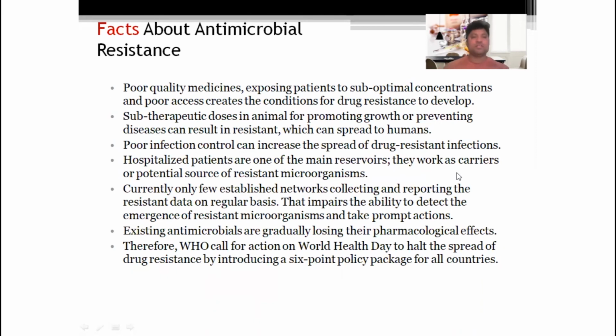Okay, but there are certain facts regarding antimicrobial resistance. Poor quality medicines exposing patients to suboptimal concentration and poor access create the condition for drug resistance to develop. Subtherapeutic doses in animals for promoting growth or preventing disease can result in resistance, which can spread to humans. Poor infection control can increase the spread of drug resistant infection.